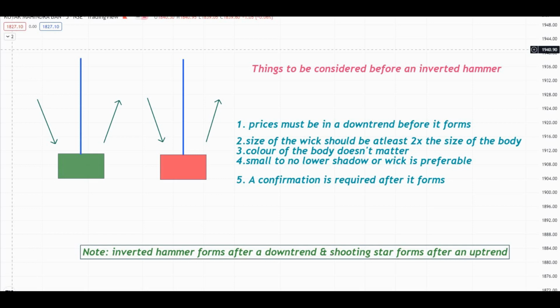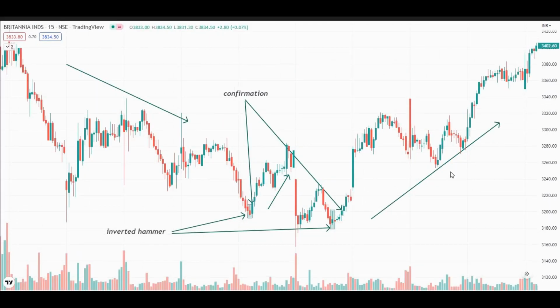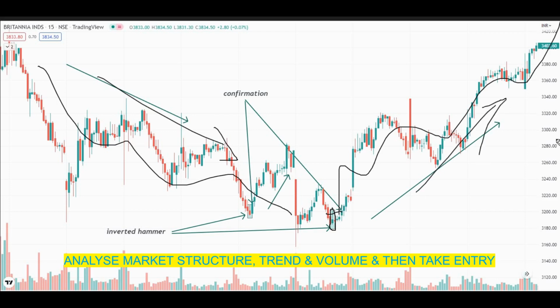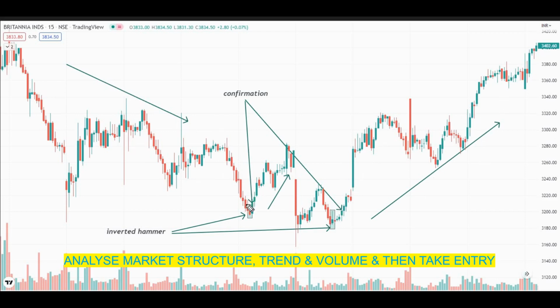So now let's look at examples. See, proper downtrend, inverted hammer, a sharp pullback. Okay, then again downtrend, inverted hammer, confirmation, trend is changed from down to up. See, a confirmation is required after formation of an inverted hammer.